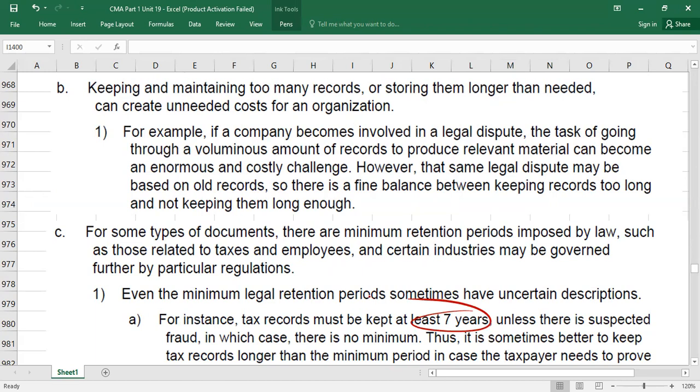You have to save this data for 7 years, because in case of any fraud or investigations, the tax authorities may visit your office and ask for that data. That is why there is a retention policy. So for tax purposes, it is 7 years.